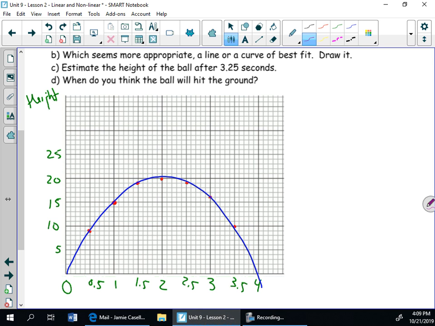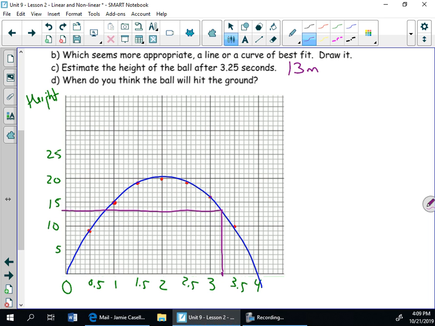Okay, estimate the height of the ball after 3.25 seconds. Well, that's halfway between 3 and 3.5. It's like 3.25. So I go up, I go across. I would say the height would be about 13 meters.